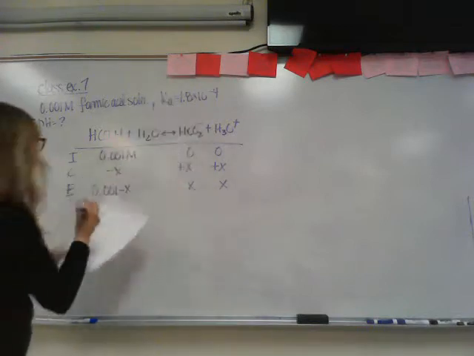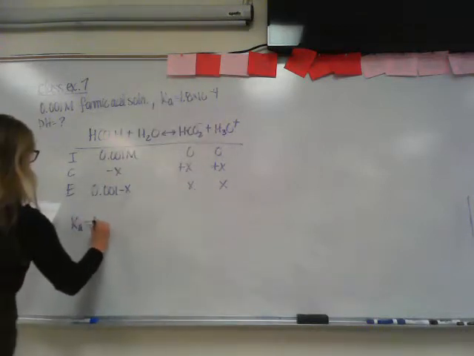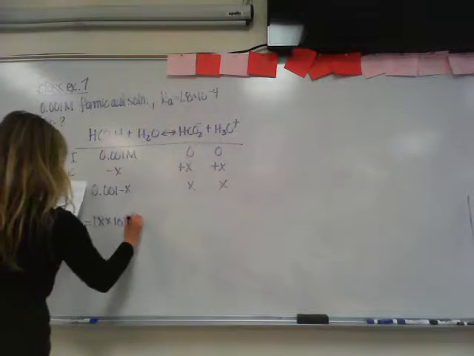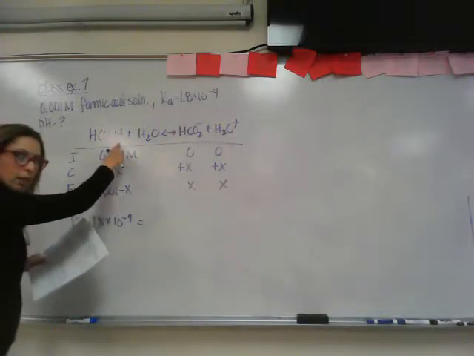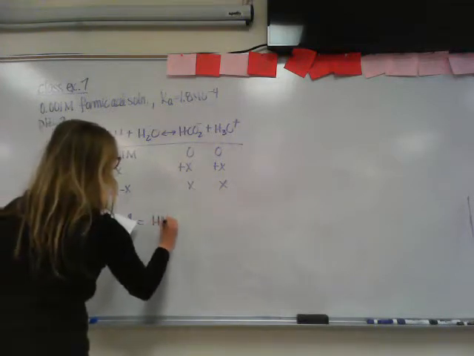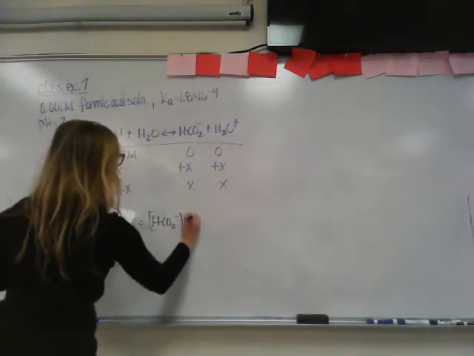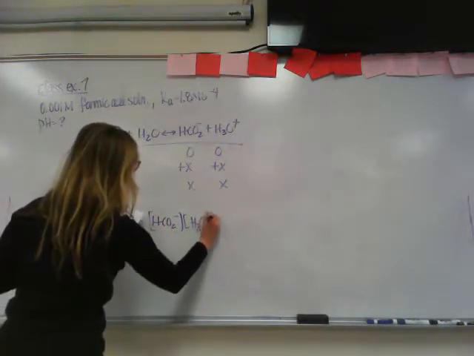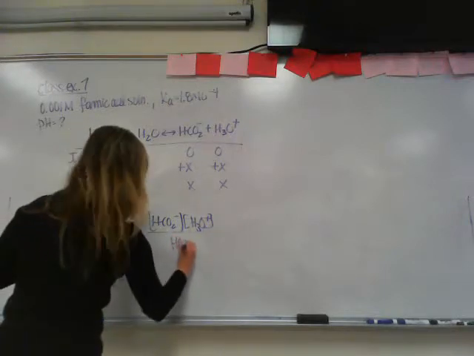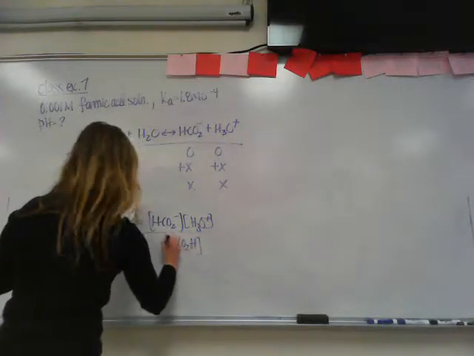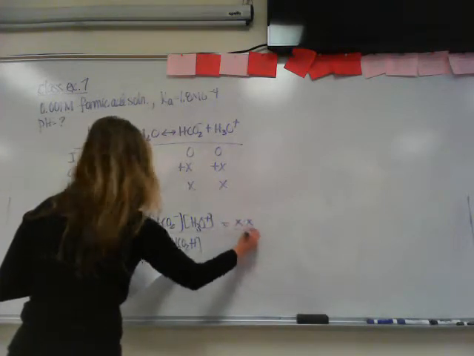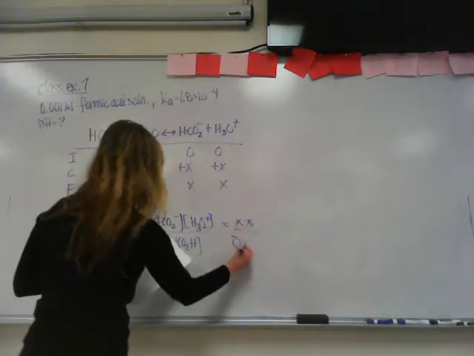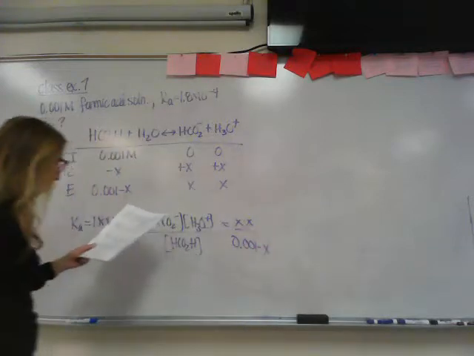Now my Ka is 1.8 times 10 to the negative 4, and that means it's this concentration times this concentration divided by this concentration. So HCO2 negative times H3O plus divided by HCO2H. So this is going to be equal to x times x divided by 0.001 minus x.